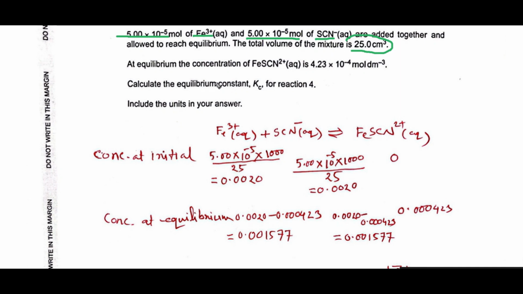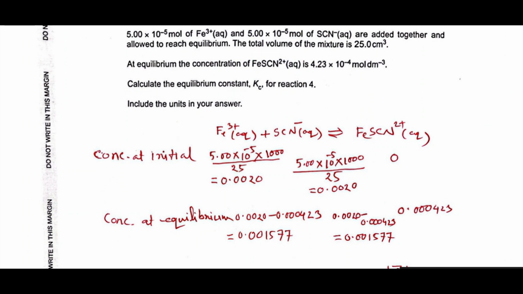At equilibrium, the concentration of iron thiocyanate is 4.23 times 10 to the power minus 4 mole per dm³. The equilibrium iron thiocyanate concentration is given. So calculate the equilibrium constant Kc for reaction 4.